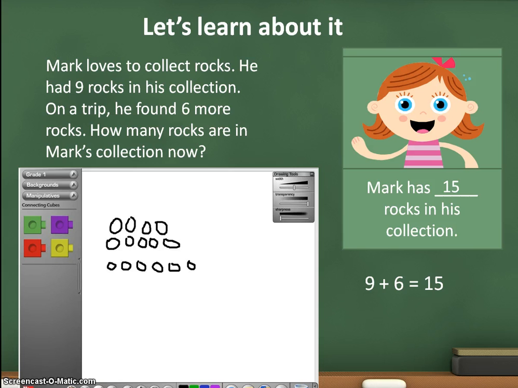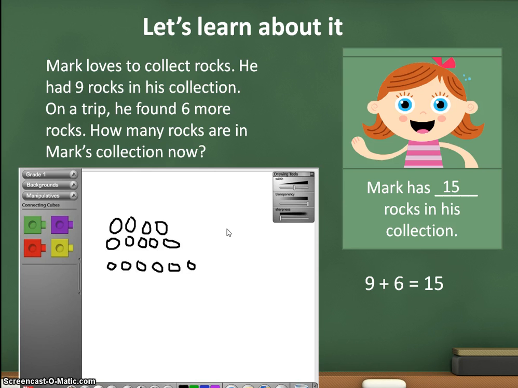Let's try this one. In this problem, we remember that Mark was collecting some rocks. He had 9 rocks in his collection already and found 6 more on a trip. The question and the sentence we wrote was about how many rocks were in his collection altogether. We took the 9 rocks and drew a model for that, then the 6 rocks that he found later and drew a model for that. So now we have 2 groups of rocks. We added those rocks together because it says more rocks were found, and we want to know how many are in his collection altogether. So it does make sense to add.